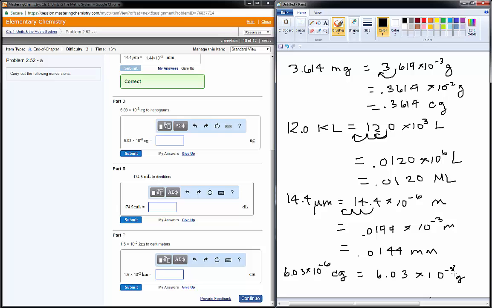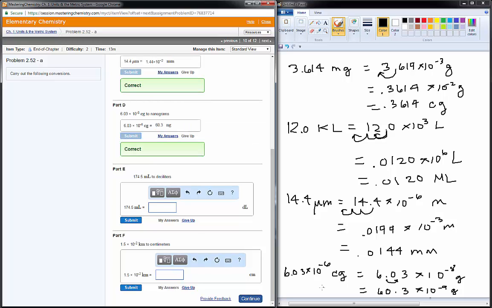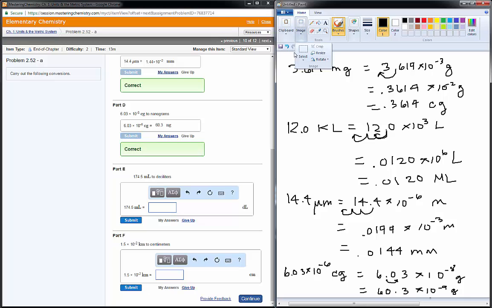Now, if they want nanograms, nanograms is 10 to the negative 9. I need to make that one smaller. Negative 9 is smaller than negative 8. So I'm going to move this the other direction. That's going to be 60.3 times 10 to the negative 9 grams, which is the same as 60.3 nanograms. When you multiply numbers with exponents, you add those exponents together. That's what we did there.